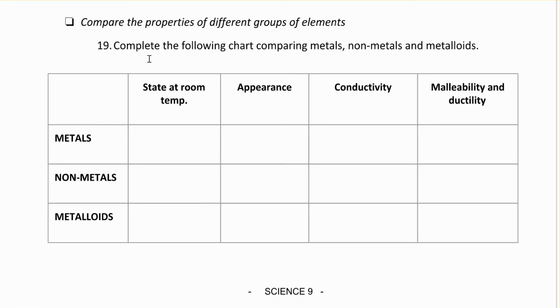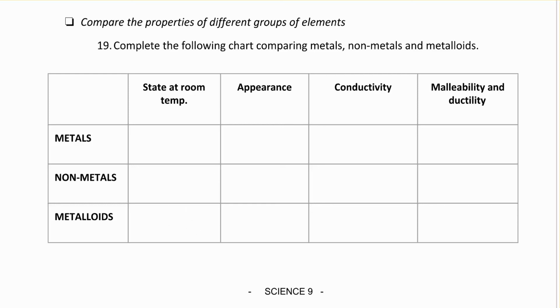Okay, 19. So complete the following chart comparing metals, nonmetals, and metalloids. State at room temperature. For the most part, metals are going to be solid, with the exception of mercury. But for the most part, solid. Non-metals can be really anything. Noble gases are obviously gases, but we also have carbon and stuff that are solids. Bromine is in there too, so it can also be a liquid. Metalloids are all solids at room temperature.